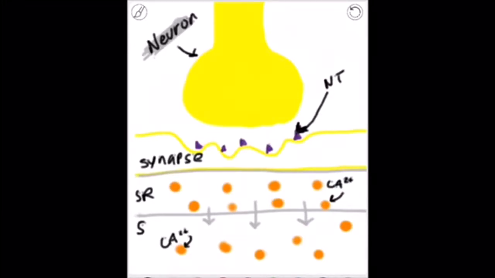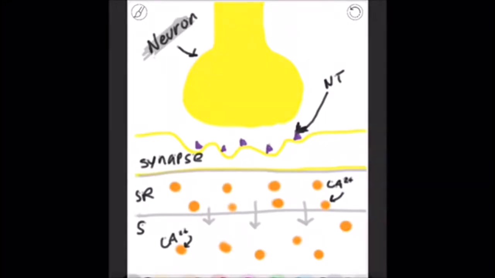Neurotransmitters, which are the purple triangles, well, what looks to be triangles, and acetylcholine, are then released into the synapse, binding into the muscle fiber. This action potential releases calcium ions into the sarcoplasmic reticulum, which is labeled SR, then into the sarcoplasm, which is just labeled S. Once in the sarcoplasm, the calcium ions increase, making it rain calcium ions.